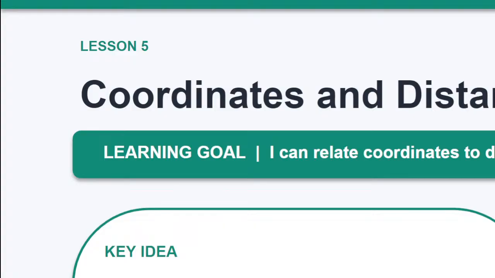Lesson 5, learning goal: I can relate coordinates to distance from an axis or to another point on the same line. Key idea: for (x, y), the distance from the y-axis is x, and the distance from the x-axis is y. Points on the same horizontal or vertical line can be compared by subtracting their changing coordinates. Remember, distance is always non-negative. x is 4 units from the y-axis, y is 3 units from the x-axis.